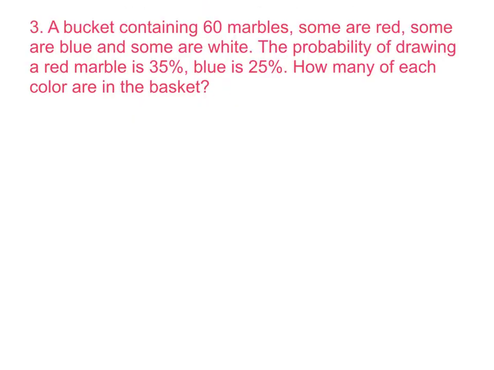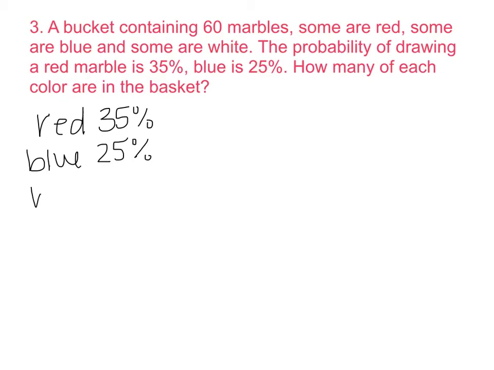All right, here's our last problem that we're going to practice together today. A bucket contains 60 marbles. Some are red, some are blue, and some are white. The probability of drawing a red marble is 35%, and blue is 25%. How many of each color are in the basket? So let's start with what we know. We know red is 35%, and we know blue is 25%.